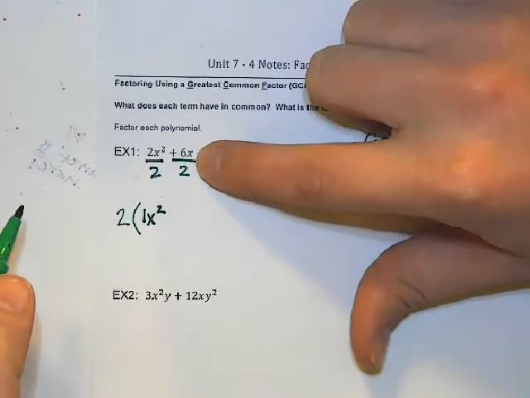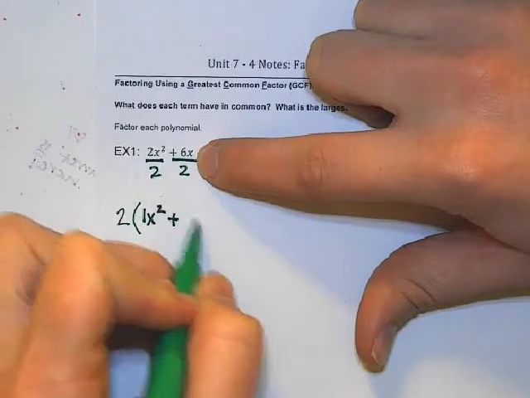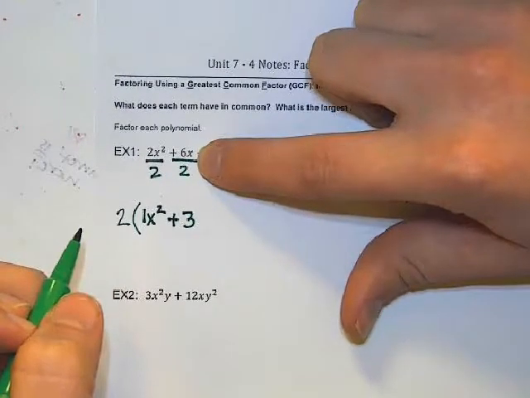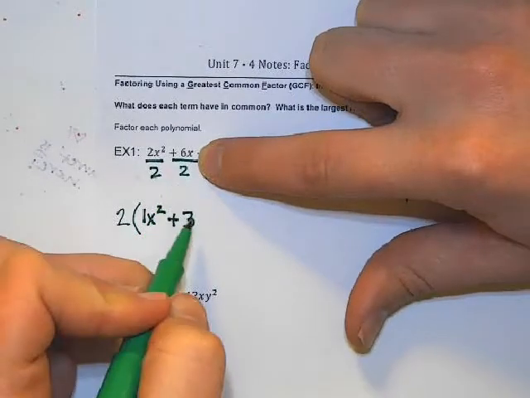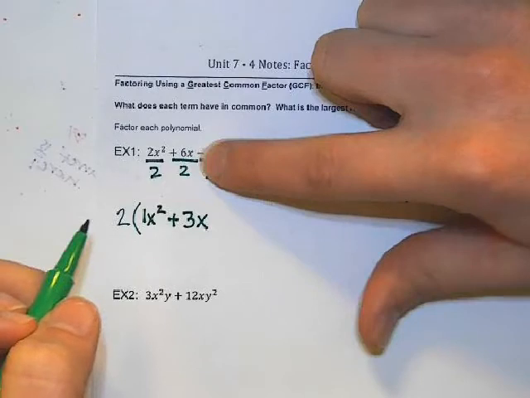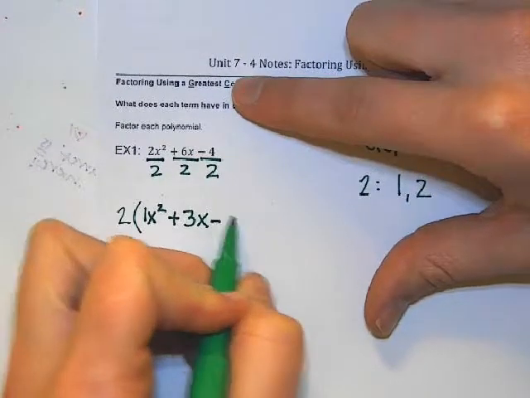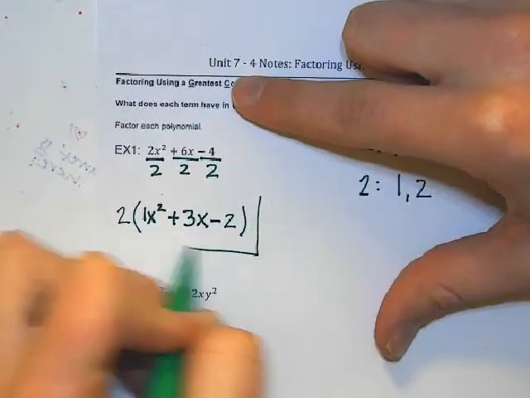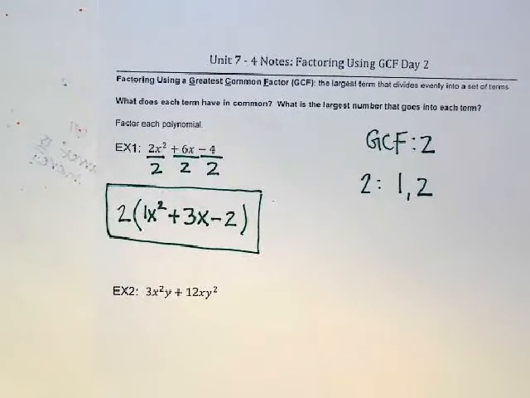Then I go to the next division problem. 6 divided by 2 plus 3. 6 divided by 2 is 3. X on top, no x on bottom, so this needs to be a 3x. Bring it down. Last one, negative 4 divided by 2. Negative 2. And if we were going to check this, how would I check it? Distribute it. Okay, if you want to check it, you can distribute it.